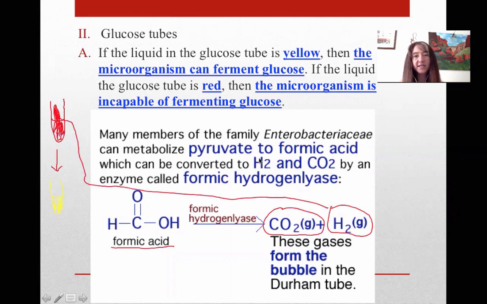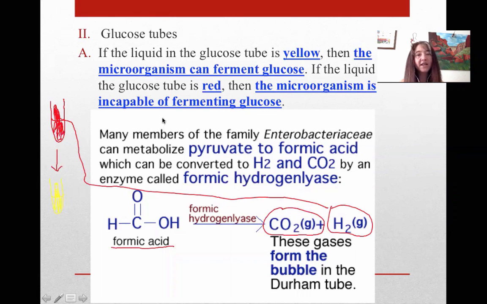And when we see the formation of the yellow color, we also get a Durham tube that has a big bubble in the top of it. So this whole area up top is gas. And then the liquid is down here, but it's not in the gassy part. So there's a big bubble in the Durham tube. So CO2 and hydrogen gas form that bubble.